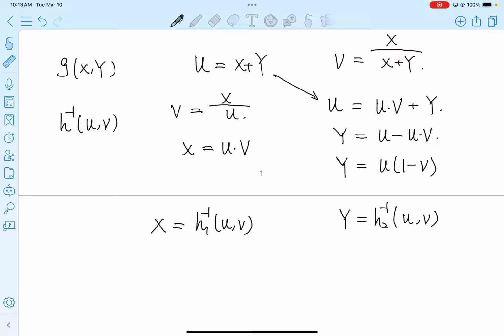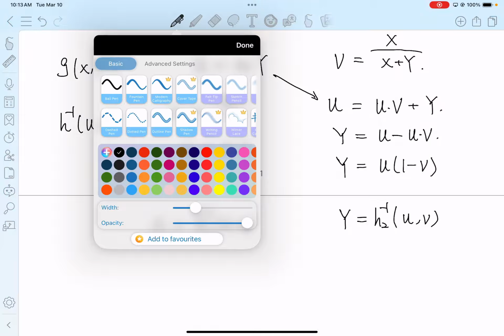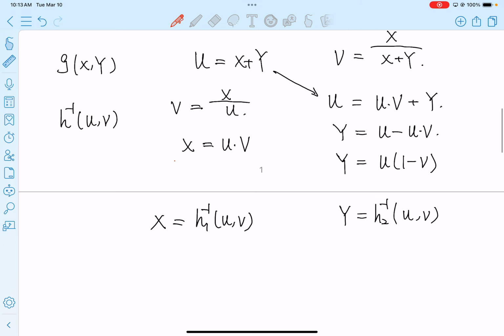So these two, maybe let me use the color. The things that I underline in red are the inverse functions h1 and h2. So the idea is that you input u and v, you can obtain x in return. You input u and v, you can obtain y in return. Okay. And also the right hand side should only involve u and v. And then that is your inverse function. Any question up to this point?